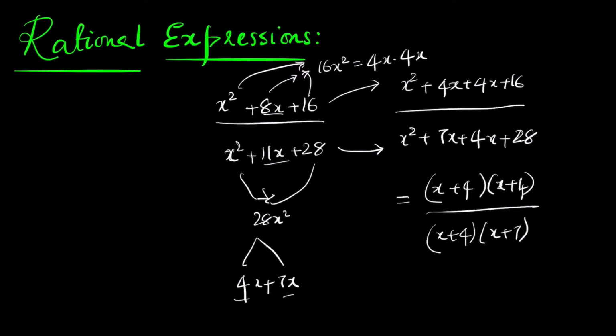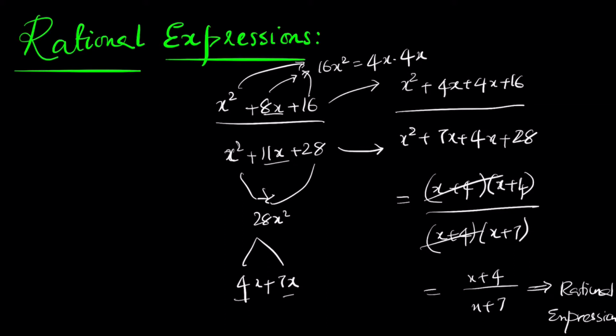Now notice that there is a common factor in the numerator and denominator, so cancel the common factor. Whatever is left is the rational expression. So the simplified version is basically what we call a rational expression.